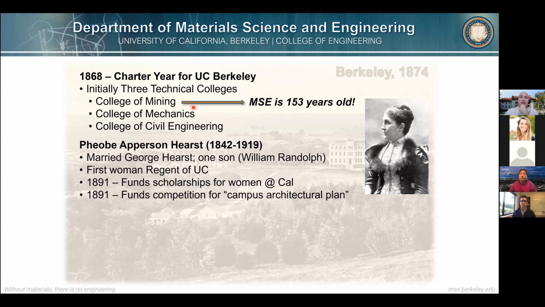Now, another interesting thing about the history of material science and of Berkeley in general is that we have a long history of women being very actively engaged and playing very important roles. And one early woman who was very important to the UC system was Phoebe Apperson Hearst. She was married to George Hearst, and she has one rather famous son, William Randolph Hearst, who you may have heard of. She was also the first woman regent of the UC system, and she provided some of the earliest funds for scholarships for women at Cal, and actually funded a competition for a campus architectural plan in 1891.